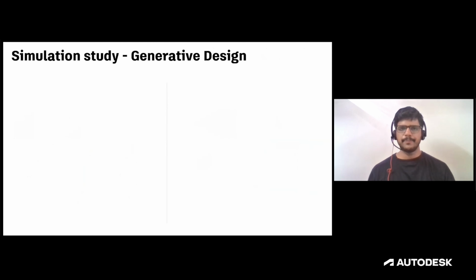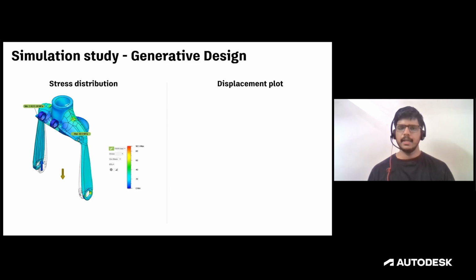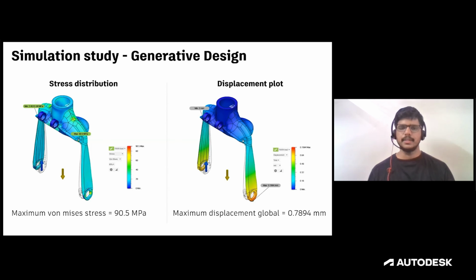In a similar way, we performed the analysis for the processed outcome from the generative design. Here also, we have the results for the same two factors, the stress distribution and the displacement plot. In the stress distribution, we see that the maximum von Mises stress generated is 90.5 megapascals, and in the displacement measure, our part undergoes a maximum displacement of 0.7894 millimeters.